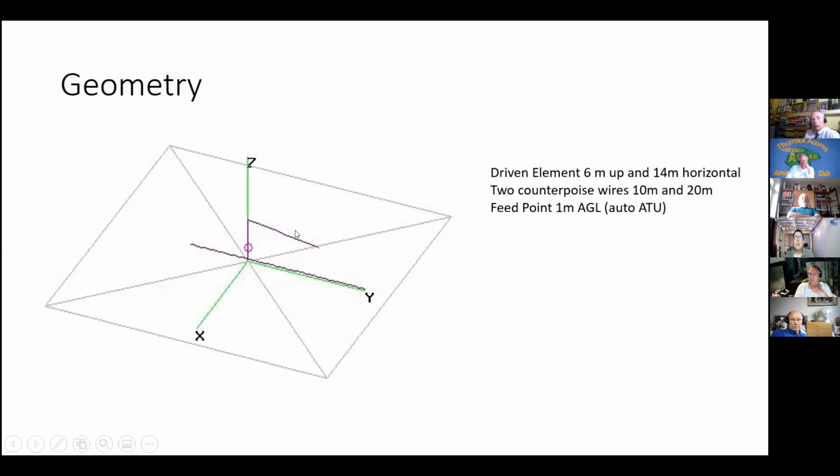Subjectively, it did work better than the dipole for some distances, particularly middle distance. And I had an automatic ATU about a meter off the ground, so with the radials hanging down from it.